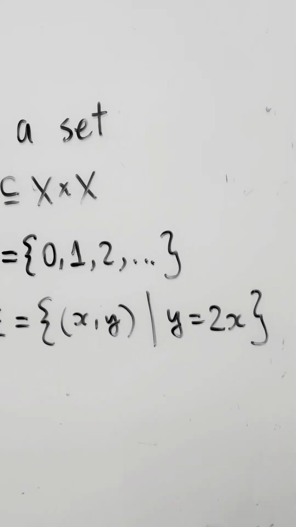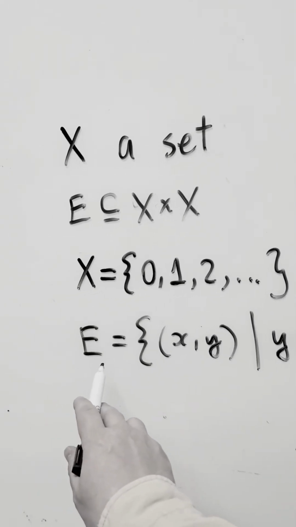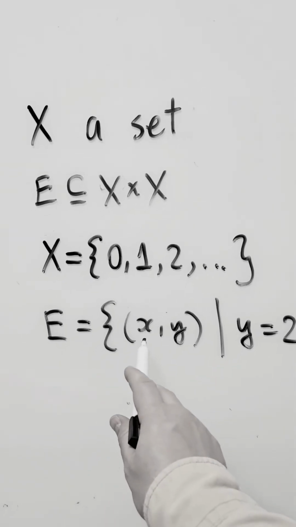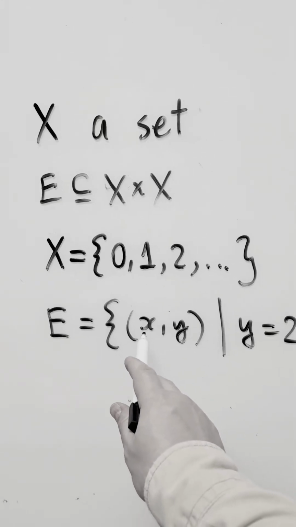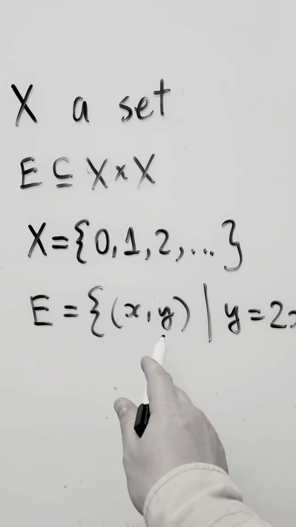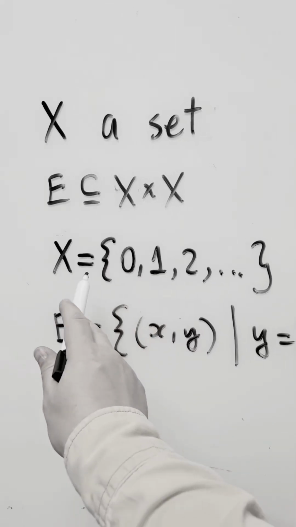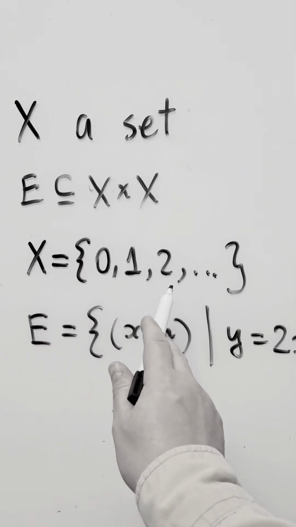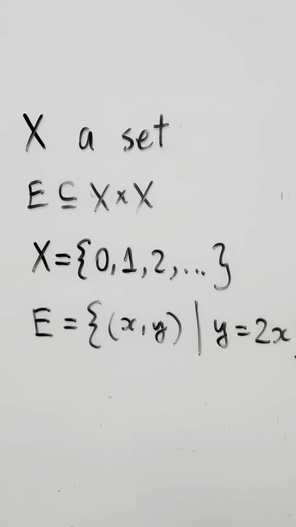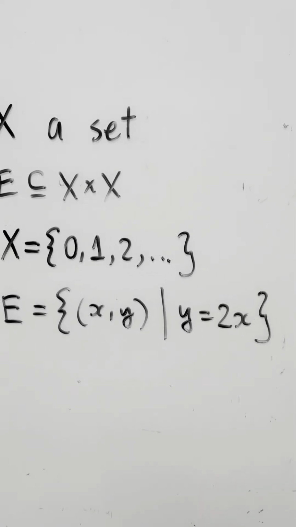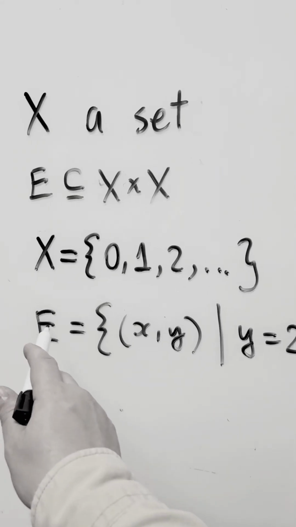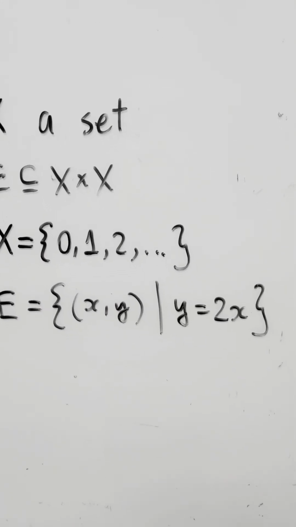At this stage, we can't be certain that this E is a subset of X cross X, because potentially x could be a negative number, and then y will be 2 times that. Such a pair will not be an element of X cross X, because X cross X will only contain pairs where both the first and the second coordinate are natural numbers. So, we have to slightly adjust this notation to ensure that E is a subset of X cross X. We can do this as follows.